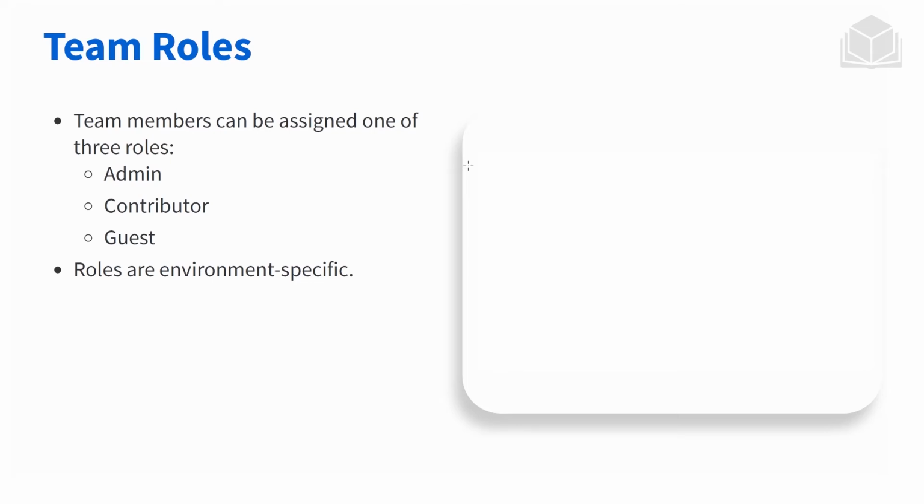Now, when we're assigning these team roles, there are 3 roles. Let's start from the bottom and work our way up. Starting at the guest: they can only take a peek and see what's going on. They don't have any ability to actually do anything. They can just see what's happening in the DXP Cloud world.